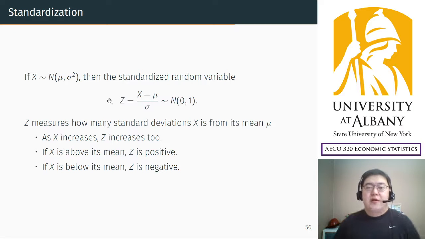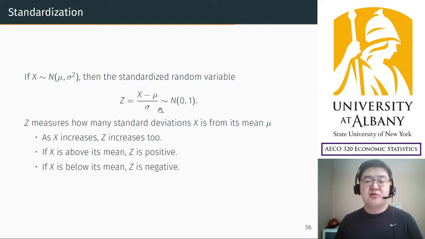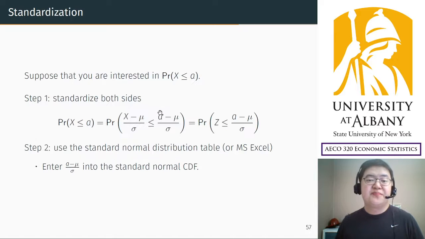So we learned that you can standardize a normal distribution random variable using this formula. Always when you subtract the mean and divide by the standard deviation, the transformed random variable is a standard normal distribution, right? And how do we utilize this?